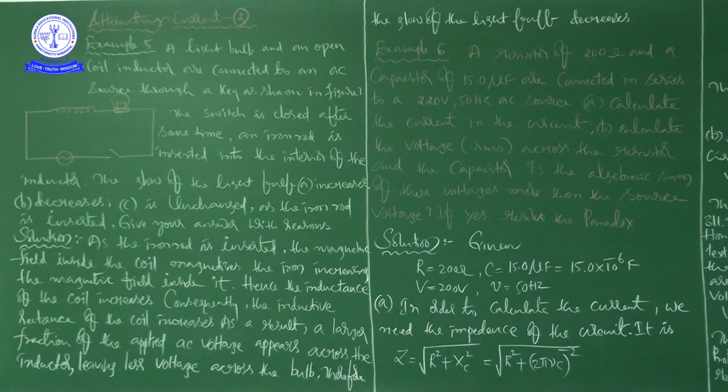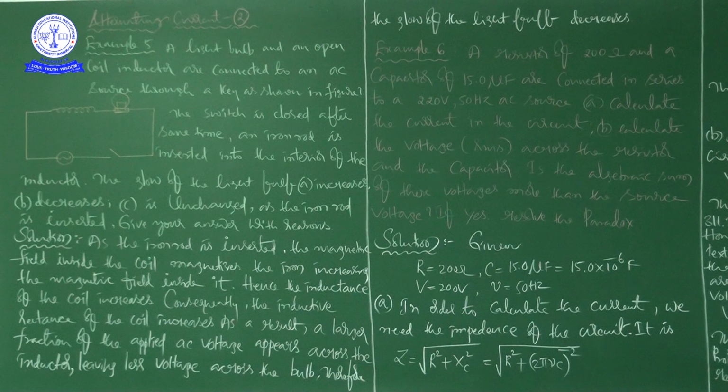This is the inductor I already showed to you, a bulb, the AC source, and a switch. Okay, so when a large fraction of the applied AC voltage appears across the inductor, then only little is balanced, no? So leaving less voltage across the bulb. Therefore, the glow of the light bulb decreases. Okay, right, full stop.